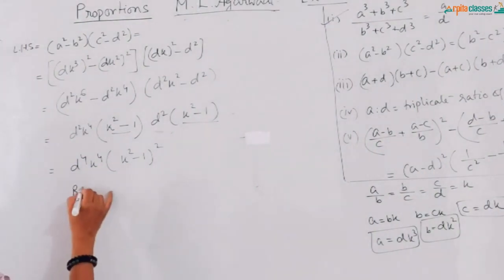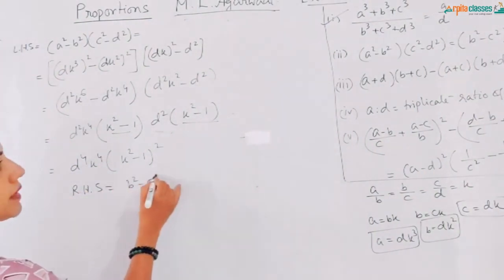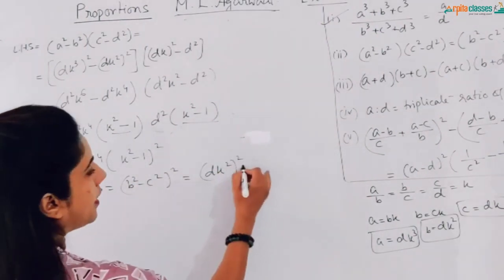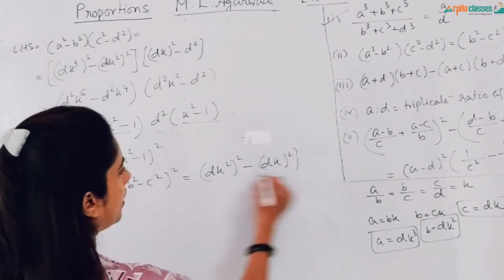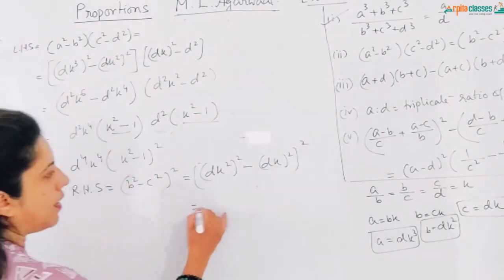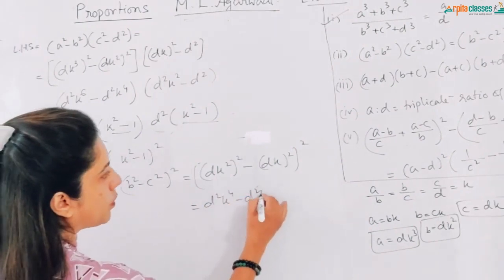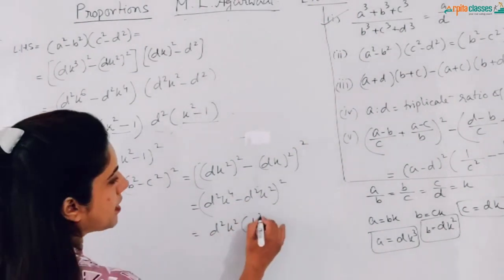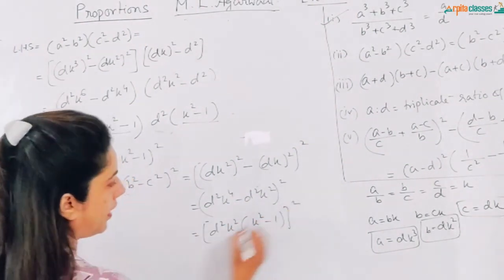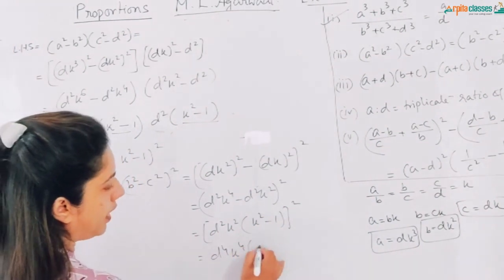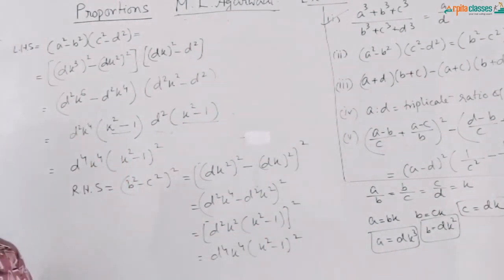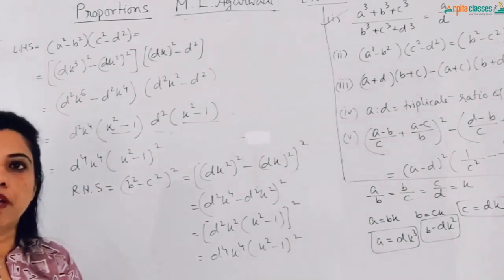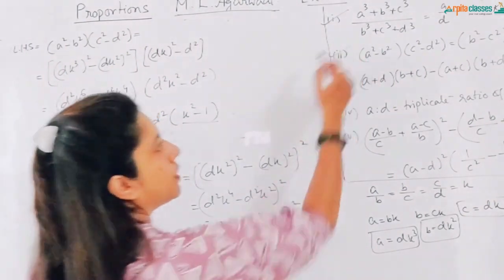Now let us take the right hand side. It's (b² − c²)². b² will be (dk²)² minus (dk)², this whole squared. So we have d²k⁴ − d²k². If I take d² and k² common, it is (k² − 1)². So it is d⁴k⁴ (k² − 1)². Now if you look at the right hand side and left hand side, both are the same. So we can say left hand side is equal to right hand side. The second question is also done.